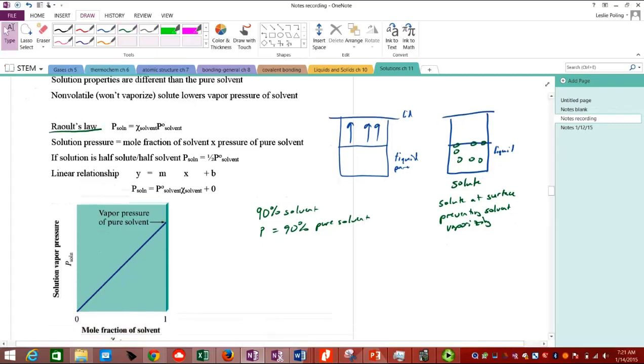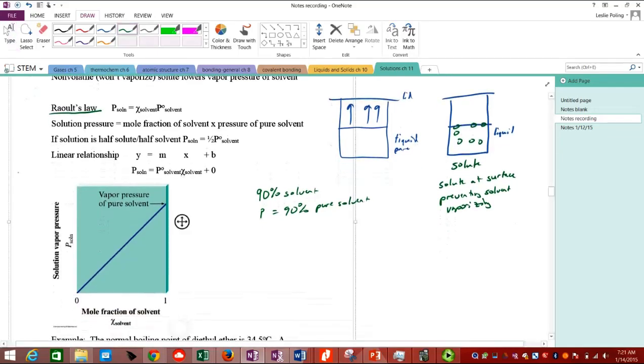Now, this is a linear relationship. Remember, we love things that are linear. So we've got y equals mx plus b, where the pressure of the solution is your y, the mole fraction is your x, and your slope is the pressure of the pure solvent.